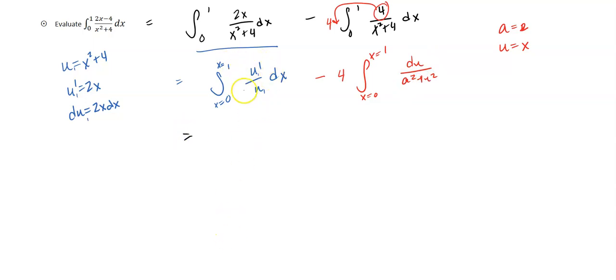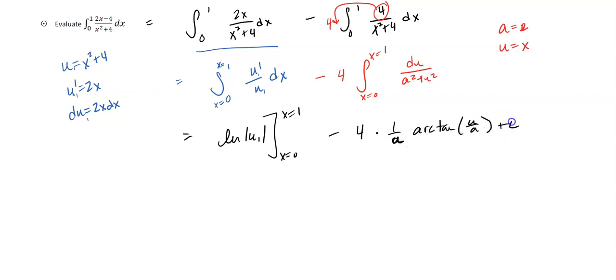So here, the u prime over u gives me the natural log of the absolute value of u from x equals 0 to x equals 1. And here, we're going to have 4 times 1 over a, not u, 1 over a, times the arctangent of u over a plus c, and that's u2. This is an a. u1 was x squared plus 4, and really you don't need the absolute values here because x squared plus 4 is positive, but we'll leave it as it is.